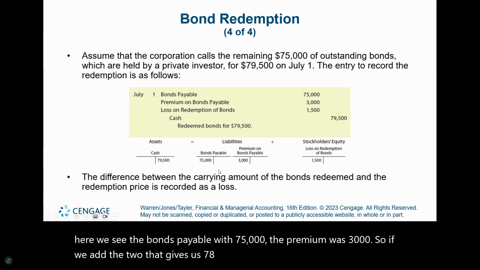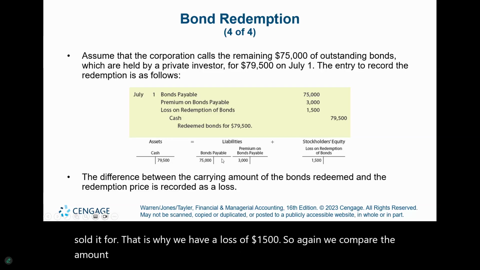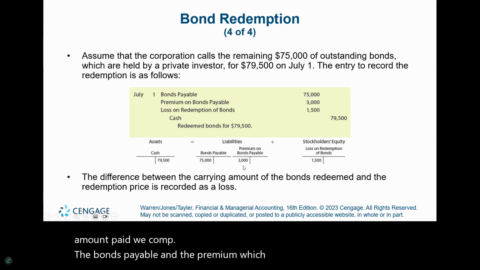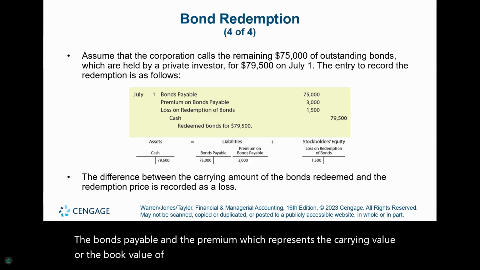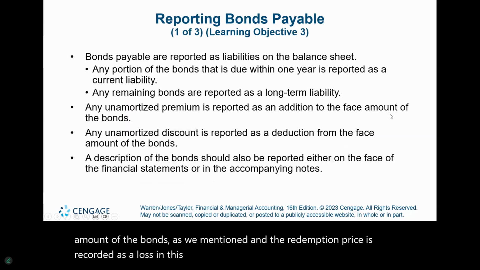If we add the two, that gives us $78,000. So $78,000 versus how much we paid. That is why we have a loss of $1,500. Again, we compare the amount paid with the bonds payable and the premium, which represents the carrying value or the book value of the bonds, and the difference between the carrying amount of the bonds and the redemption price is recorded as a loss in this case.